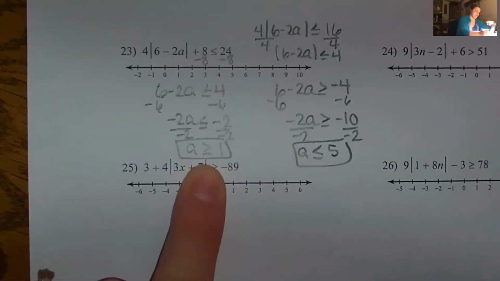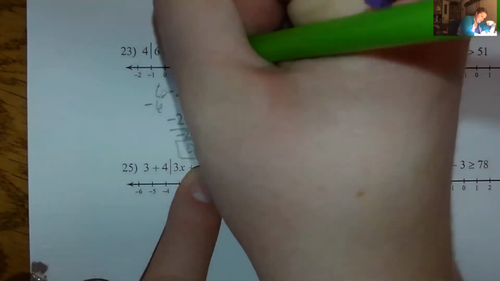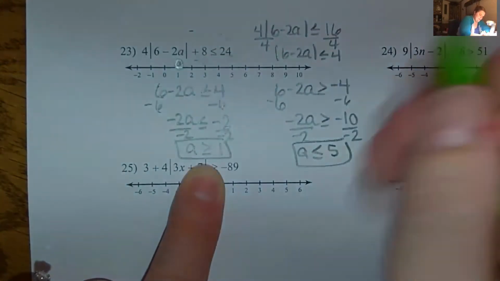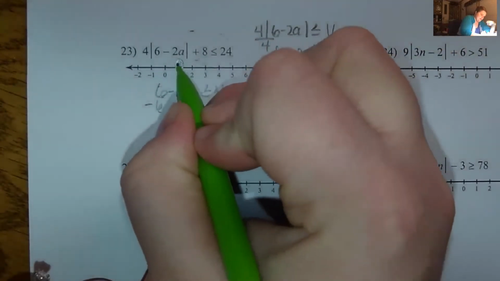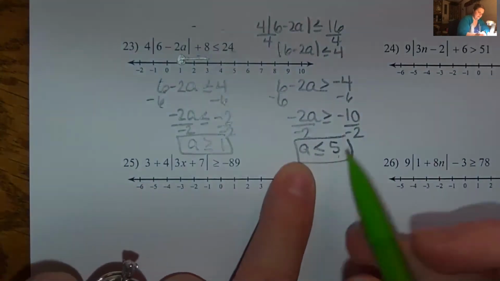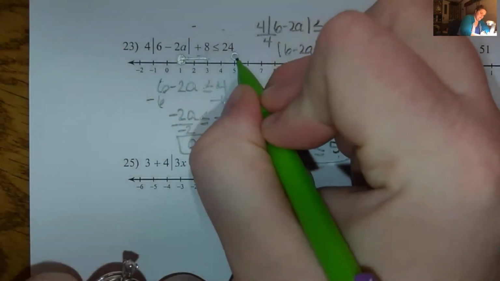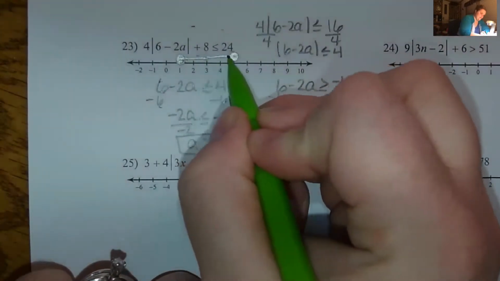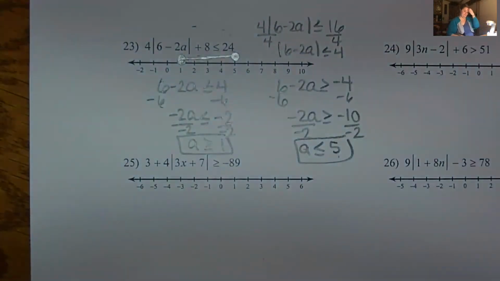Open or closed circle at 1? Closed circle at 1. I'm going to erase this because it's in my way. Pointing to the right because it's greater than. It's a closed circle. Pointing to the right. Open or closed at 5? Closed circle. Pointing to the left. Those are going to connect.